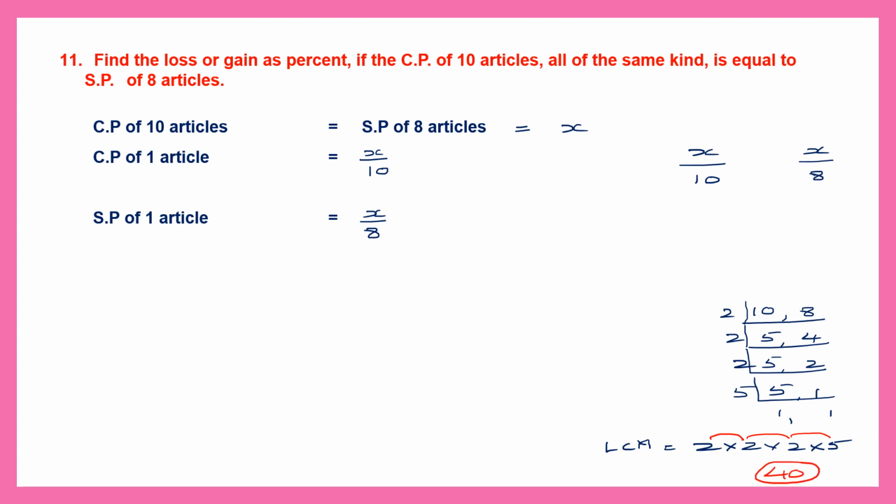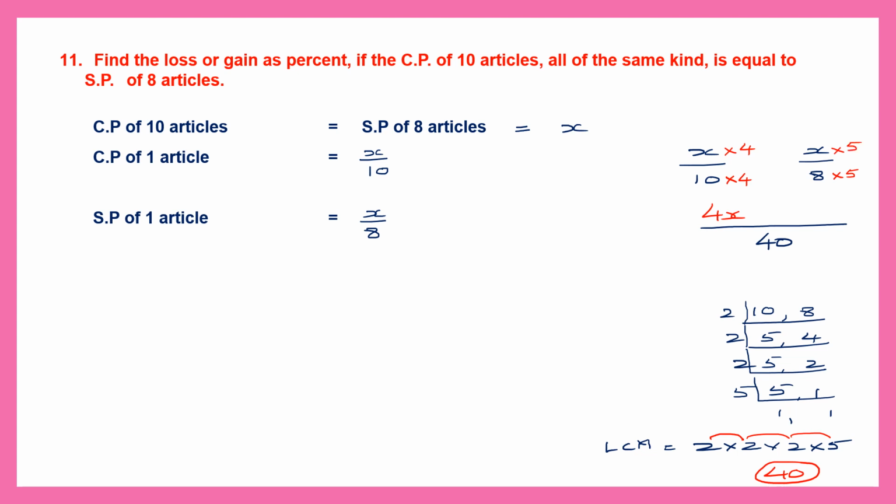Now why are we doing this? We are doing this to see whether X by 10, which is a cost price, or X by 8, which is a selling price, is greater. Which is greater? Only then we'll know whether there is a profit or a loss. So let's take 40 as the LCM and continue with our working here. So 40 is the LCM. So 10 into 4 is 40. So x into 4 is 4x. And the other side, 8 5s are 40.